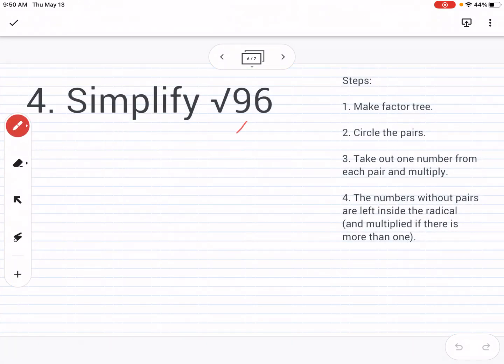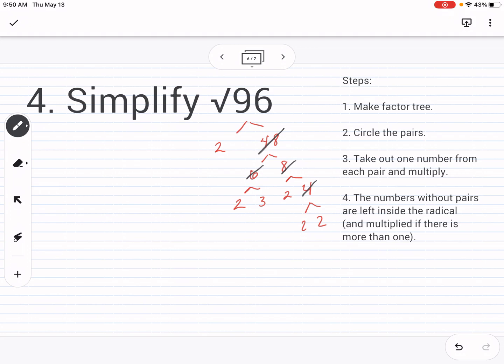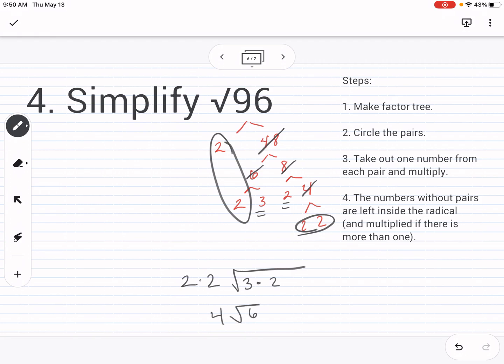Let's try square root of 96. This is 2 times 48. 48 could be 6 times 8, which is 2 times 3, 2 times 4, 2 times 2. I'm only going to look at my prime numbers, and I'm going to start looking for pairs. So here I see a pair of 2's. Here I notice another pair of 2's. This one actually has 2 numbers left over, a 3 and a 2. If there's more than one left over, they both go under the square root and you multiply. So here my answer would be 4 square root of 6.